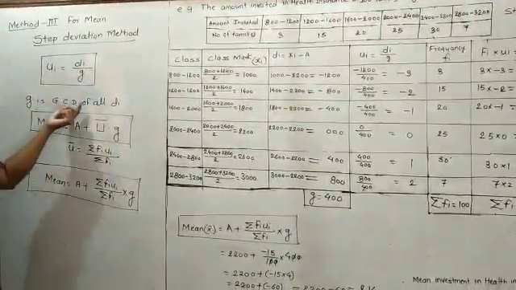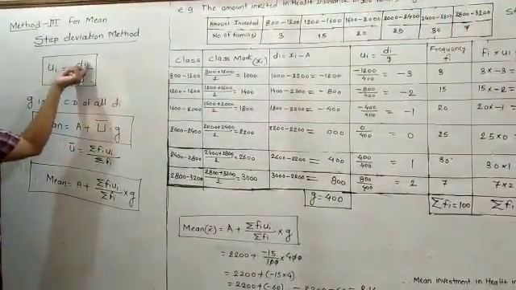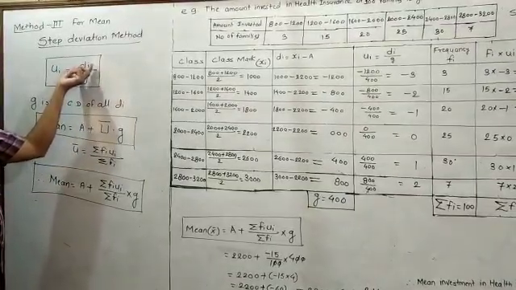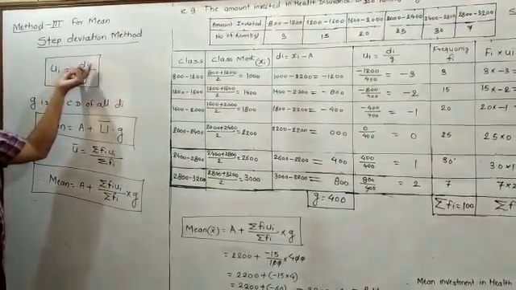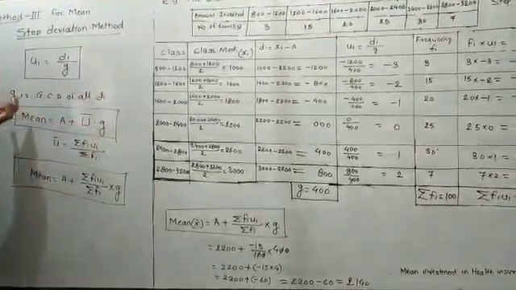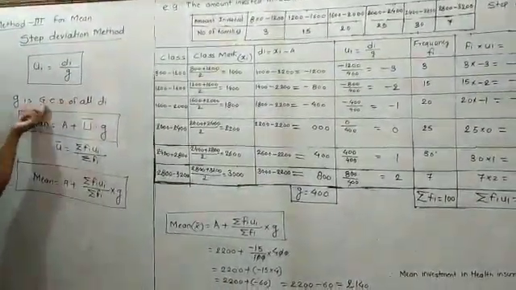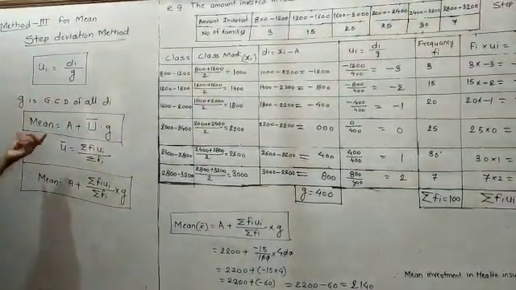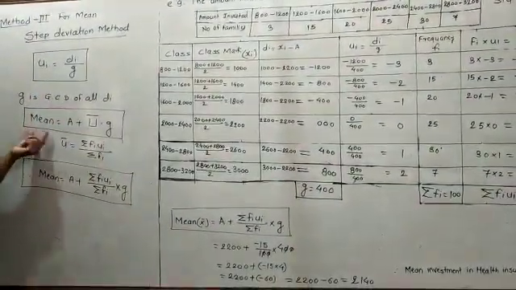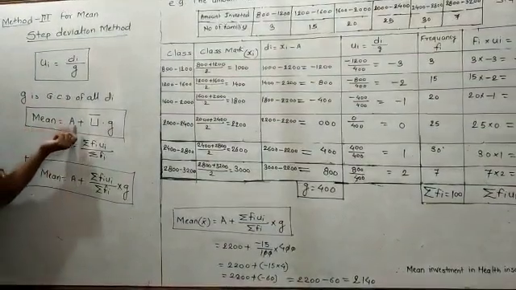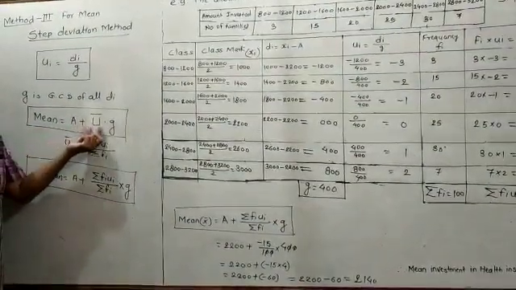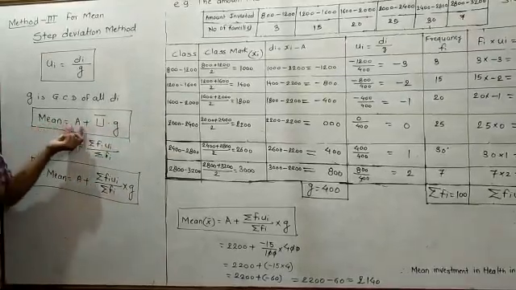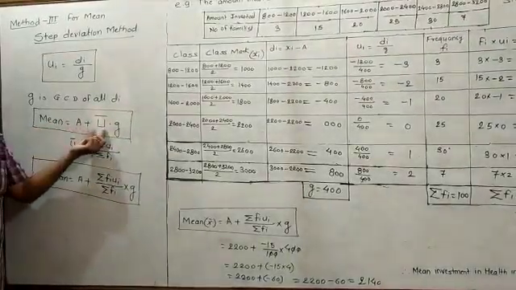This G means the GCD of all the di. Till now, in the last method, we calculated di, and within di you have to find out the G. G means the GCD of all the di. And what is the formula for the mean? Mean is equal to A plus U bar into G. That means mean is equal to assumed mean plus U bar into G.